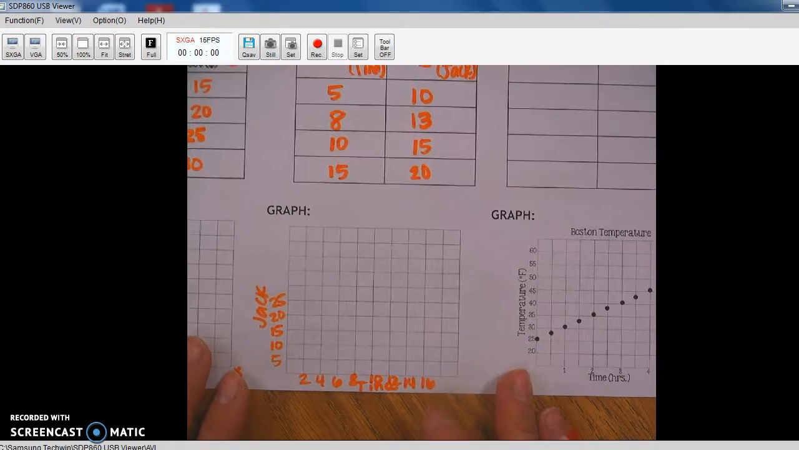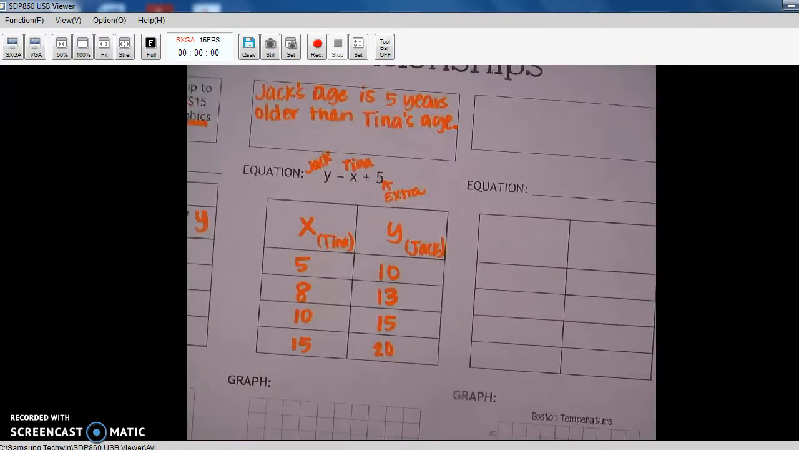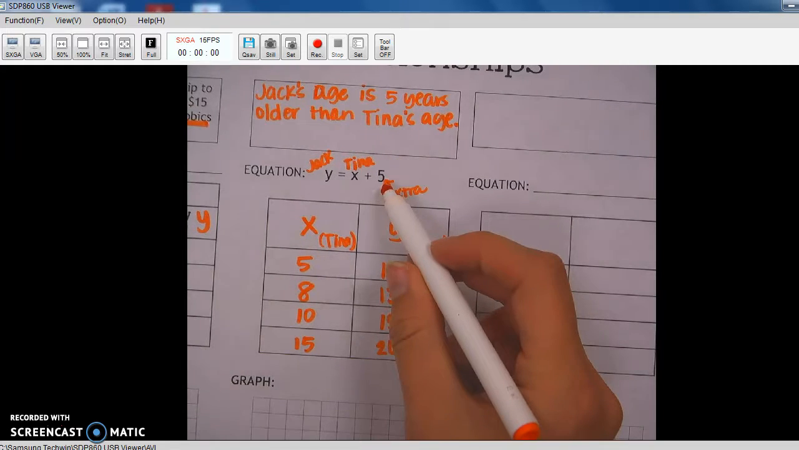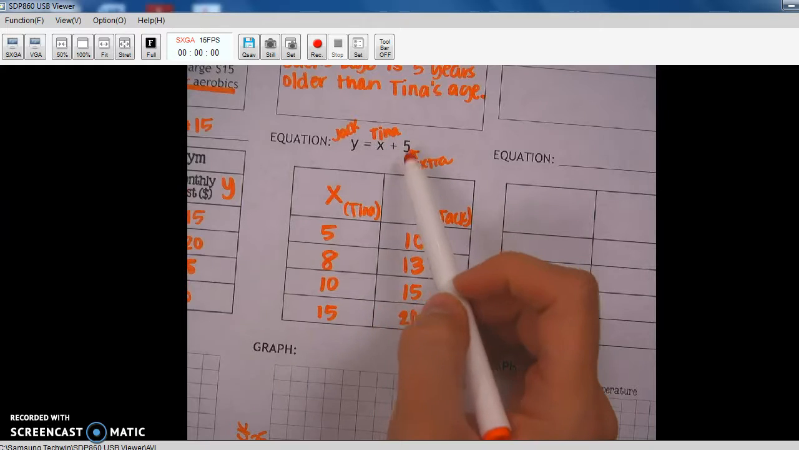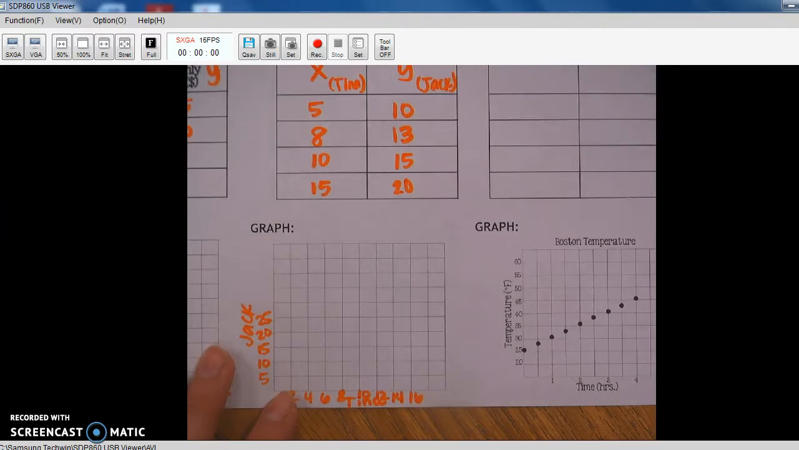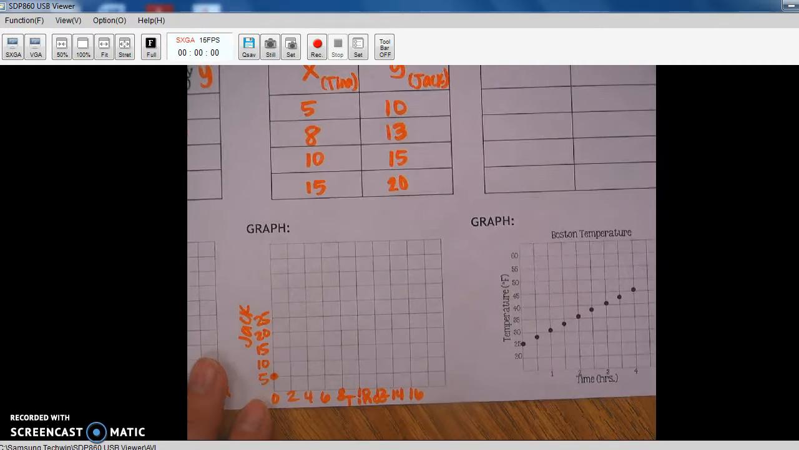Okay, so first thing I should notice is if Tina was 0, if Tina wasn't born yet, how old should Jack be? He should be 5 years old, right? So we should know that our line on our graph should be starting at 5 on the y-axis. So I should be starting with a point right here. If Tina is 0, then Jack is 5 years old.